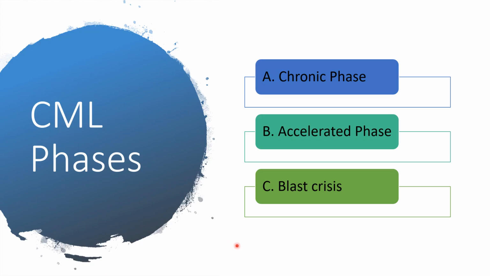Chronic myelogenous leukemia has three phases. The first one is the chronic phase, followed by the accelerated phase, and the last phase is known as the blast crisis.